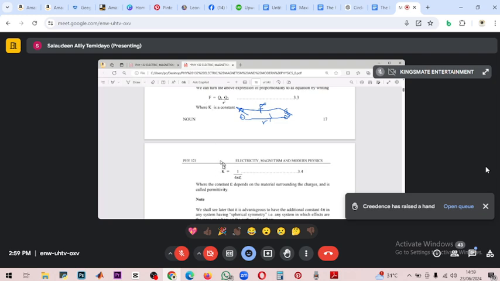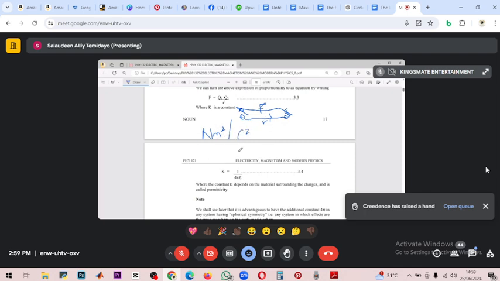The value of K is 9 times 10 to the power 9. The unit is Newton meter squared per coulomb squared. That's it. So this is the unit of the constant.